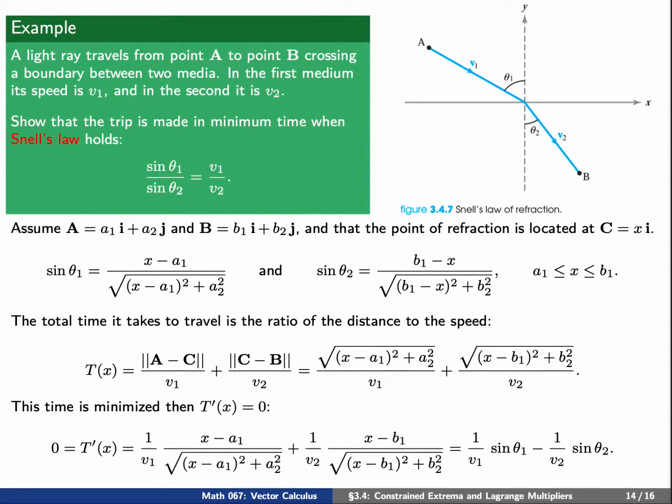Now we'd like to minimize this time, so let's take the derivative and set it equal to 0. It's easy to see that the derivative is simply sine of theta 1 divided by v1 minus sine of theta 2 divided by v2. Setting this equal to 0 finds now exactly what we wanted to show, namely Snell's law.